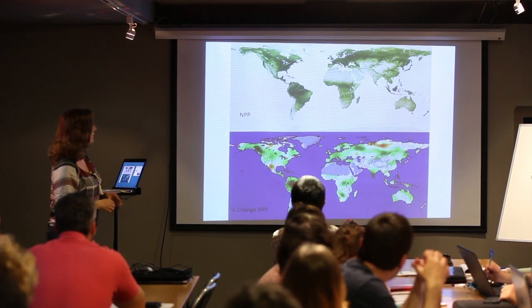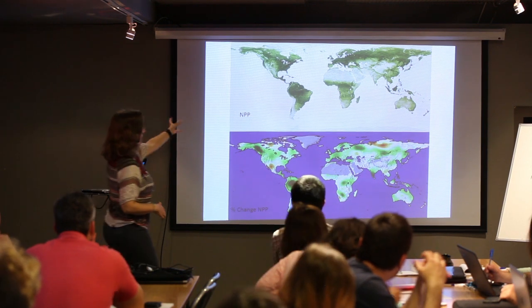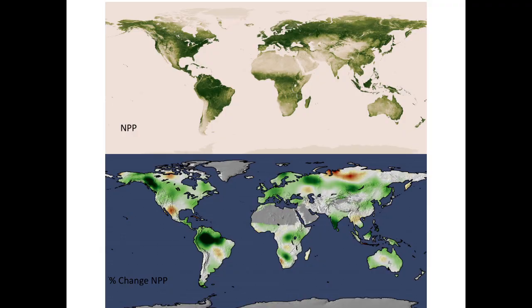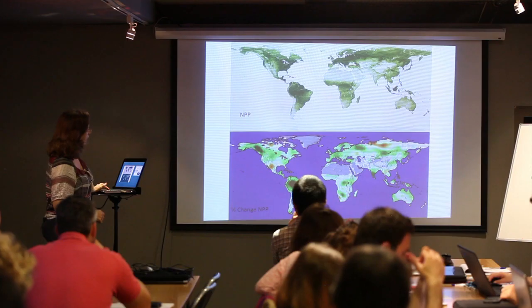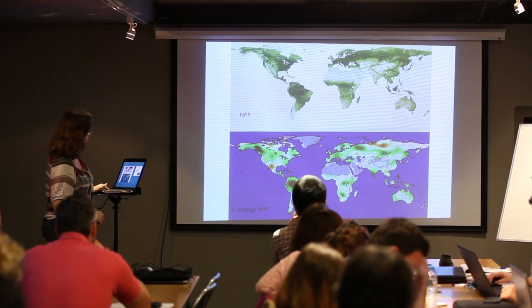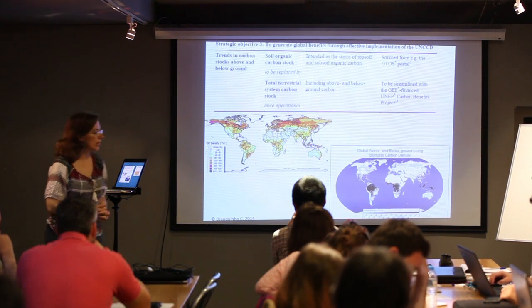So just an idea. Those are the NPP, so the productivity, which is high at the tropical level, at the equator level, and then the changes in NPP every year. So this is an average of NPP change since, I think, 2000. So where is the net productivity gain and where is the loss? So probably on those orange places you get loss of productivity.